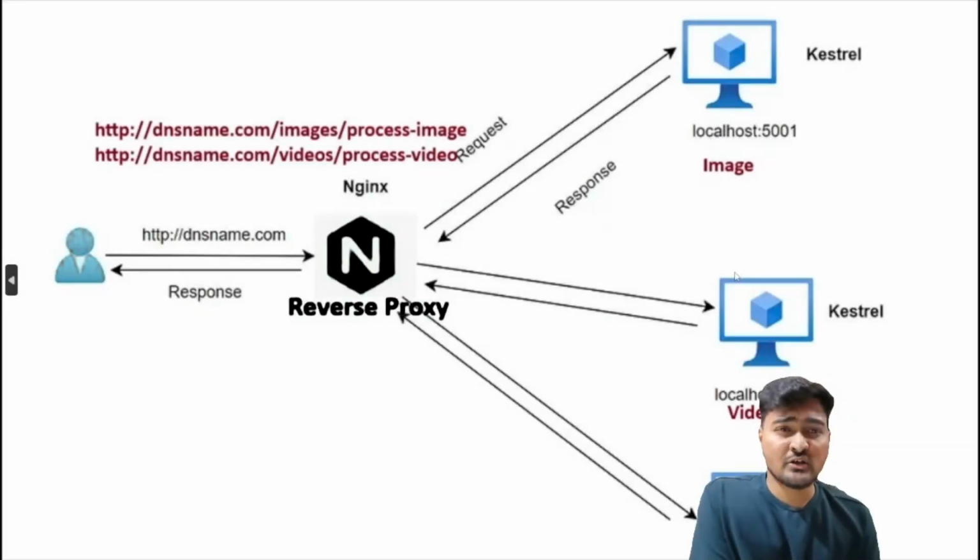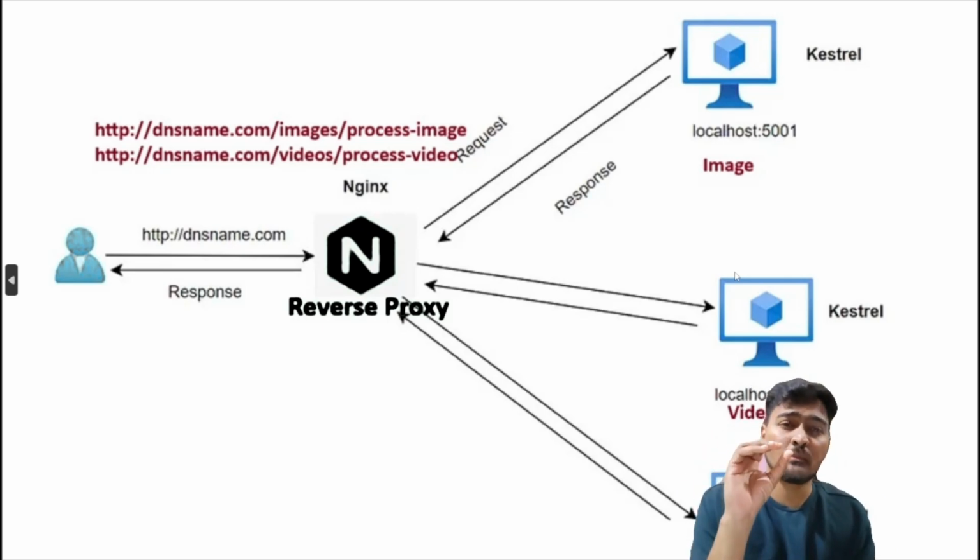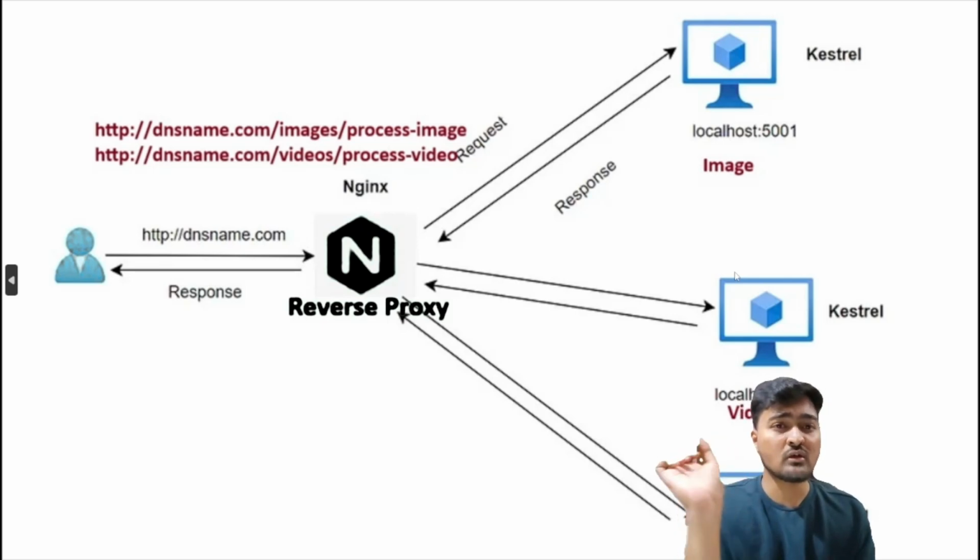So let us understand reverse proxy. A reverse proxy is an intermediary server between your client-side server and your backend server. What is it used for? It is used for security and scalability purposes, and it is a gatekeeper between the client-side server and the backend server. All the requests coming to your real backend server, all the controllers, go through the reverse proxy server.